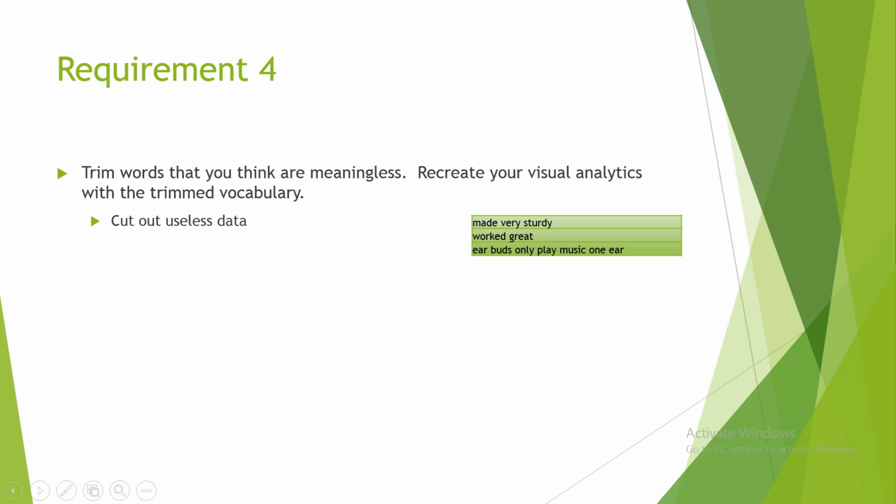Lastly, for requirement 4, we trimmed the words that were meaningless to recreate our visual analytics. Unfortunately, we could not get our visual analytics to run again on our trimmed sentences, but here we have a representation of how we trim the sentences to cut out words that would not be helpful to us in our data.